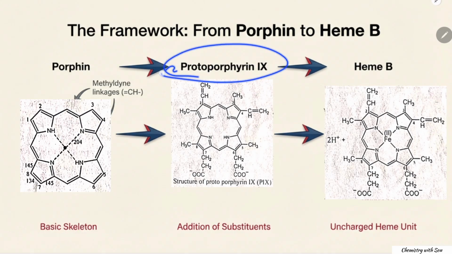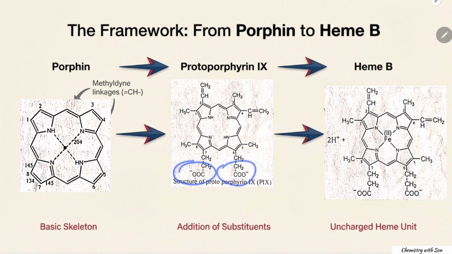After that it will convert to protoporphyrin IX when we substitute the different ends with the methyl, alkene or carboxylate group. And in heme B it will release 2 protons and the iron binds to it, and this is finally forming the heme B.